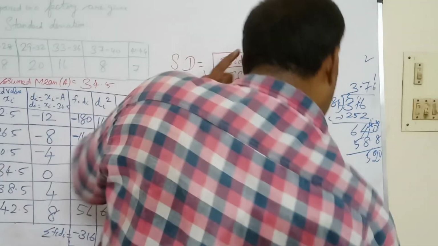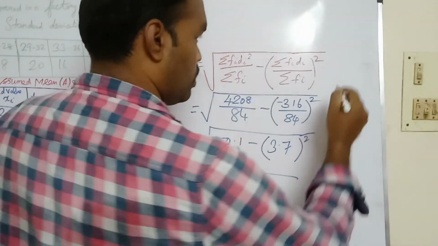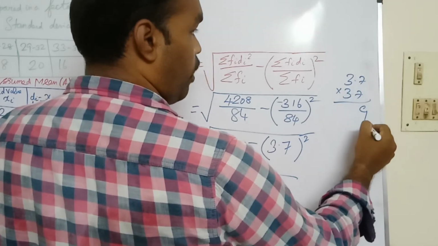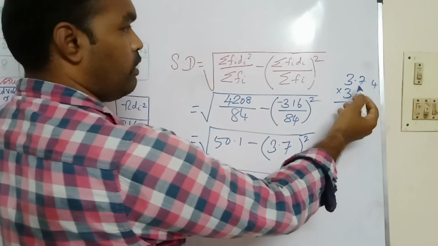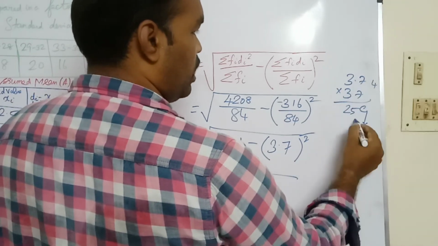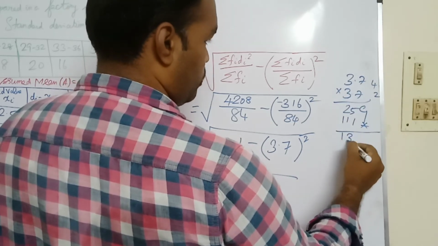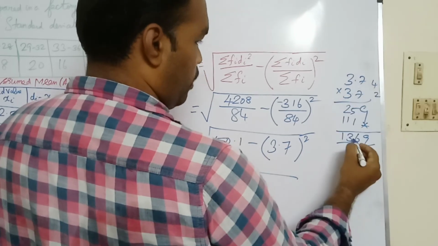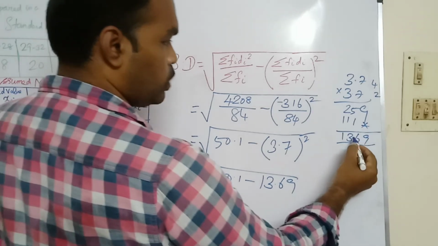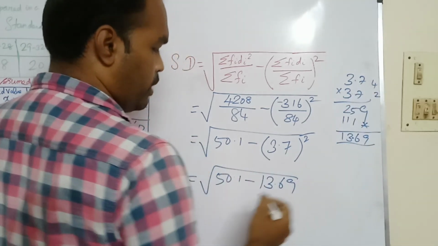3.7 whole square is how much? 3.7 into 3.7. 7 7s are 49. Balance 4. 7 3s are 21. 21 plus 4, 25. 7 3s are 21. Balance 2. 3 3s are 9. 9 plus 2, 11. So 13.69. Because we have decimals here, putting decimal means here 2 decimals. So 2 decimals we have mentioned.